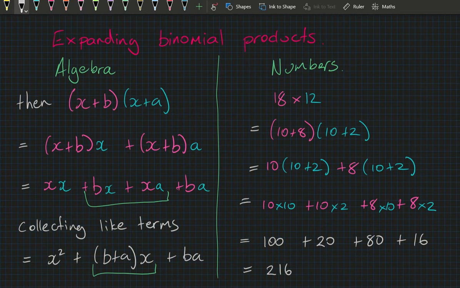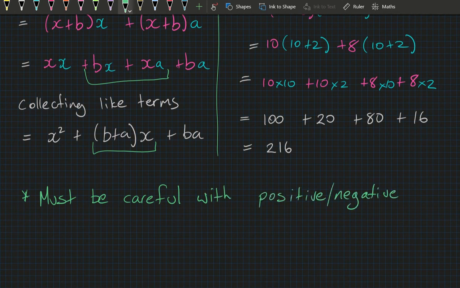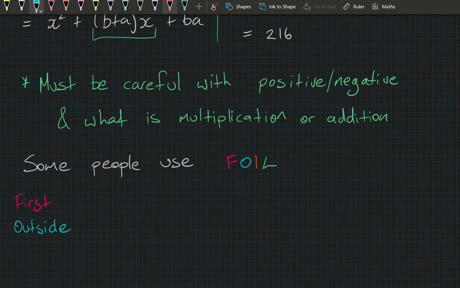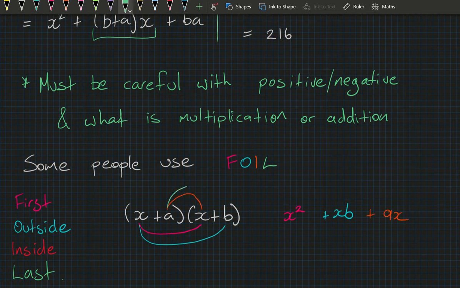Now, because this is revision, you should be pretty comfortable with this. However, you must be careful with positive and negative signs and what is multiplication or addition. So one method a lot of people use to step through this is called FOIL, which stands for first, outside, inside, and last. So let me demonstrate that with this product of binomials, where first is a multiplication of the two first elements, outside is a multiplication of the two outside elements, inside is a multiplication of the two inside elements, and last is the multiplication of the two last elements.